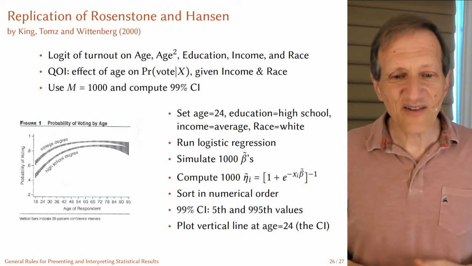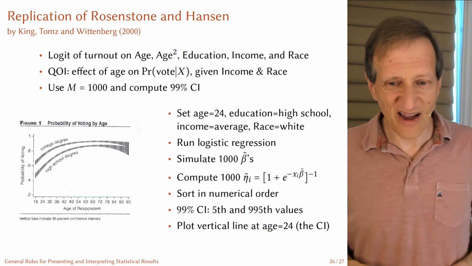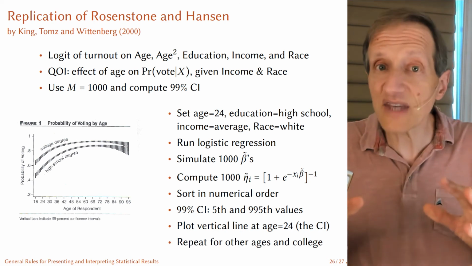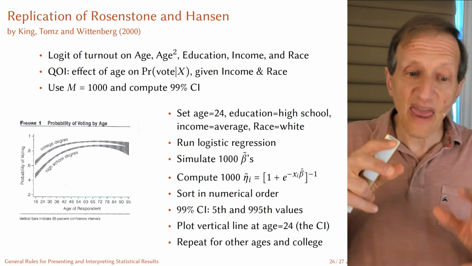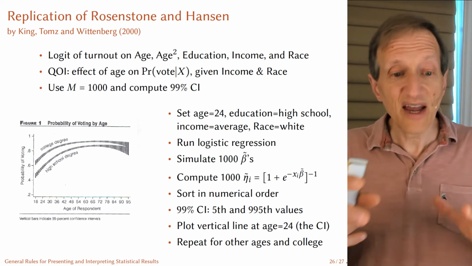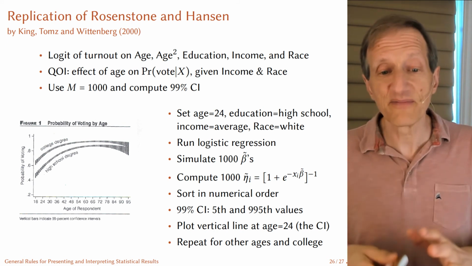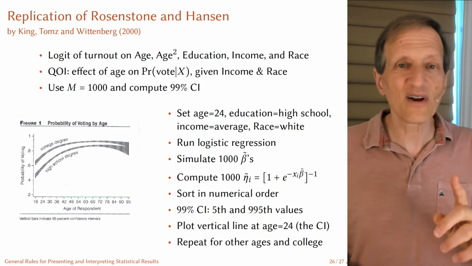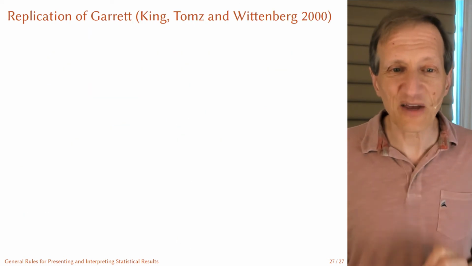From that we plot the vertical line at 24, and so that's the confidence interval. We then repeat exactly the same procedure for every other age for a high school degree, and then for every other age for college degree, and that's exactly how we got this graph. And that was the whole thing. Okay, let me do one more replication, and then we'll finish.